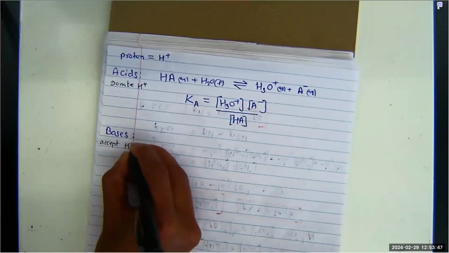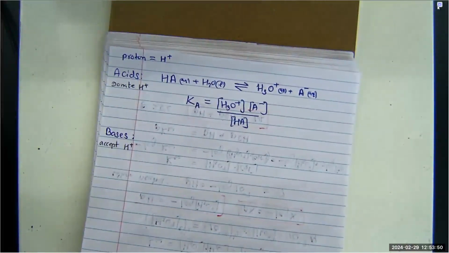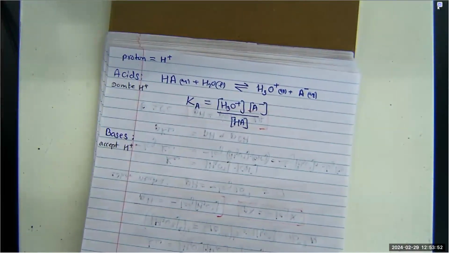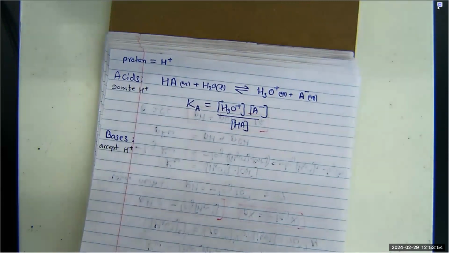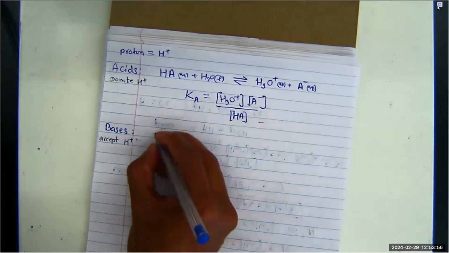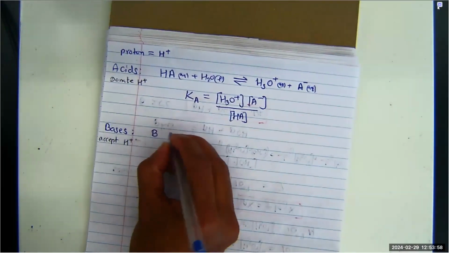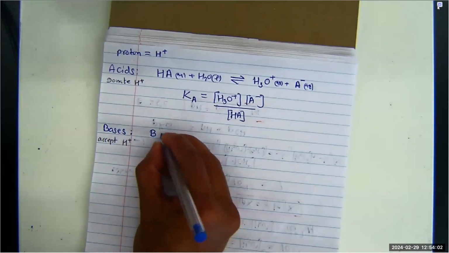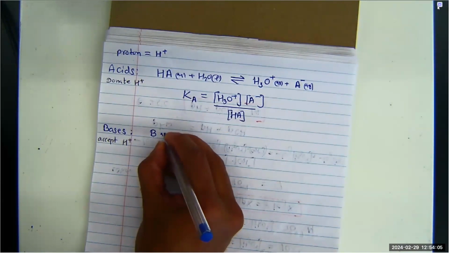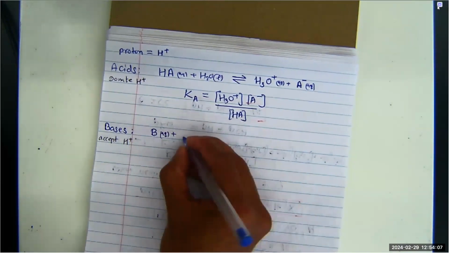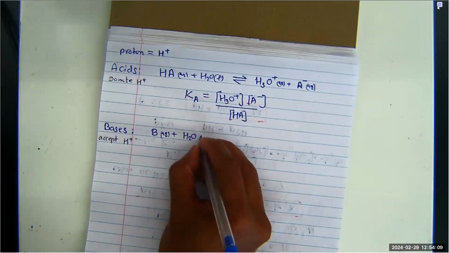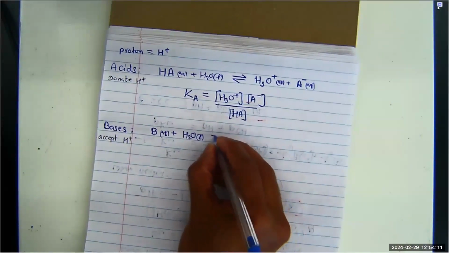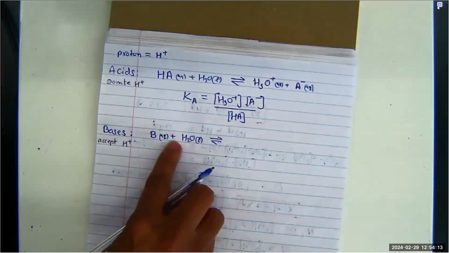Bases accept protons, so let's think about how a base would react. Bases come with lone pairs, and those lone pairs are important to accept protons from water. So here's a base, which I'm going to indicate as B. When that reacts with water, it's going to grab a proton from water.